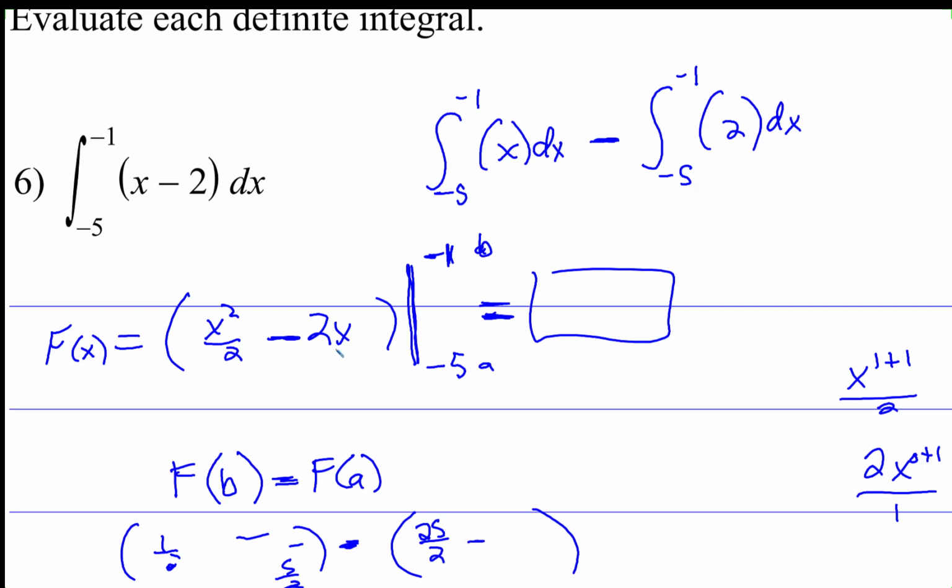Subtract. Well, 2 times negative 5 is positive 10. But instead of writing 10, we want those to have the same fraction. So we'd multiply top and bottom by 2. That would just be 20 halves. So now what we have is 5 halves subtract 25 plus 20, which is 45 halves. 5 subtract 45 is negative 40 halves, which is negative 20.